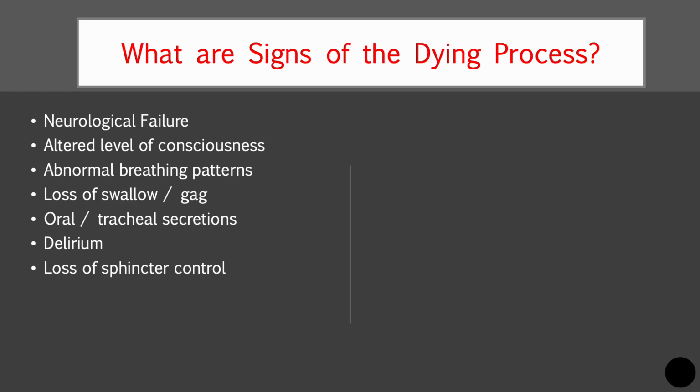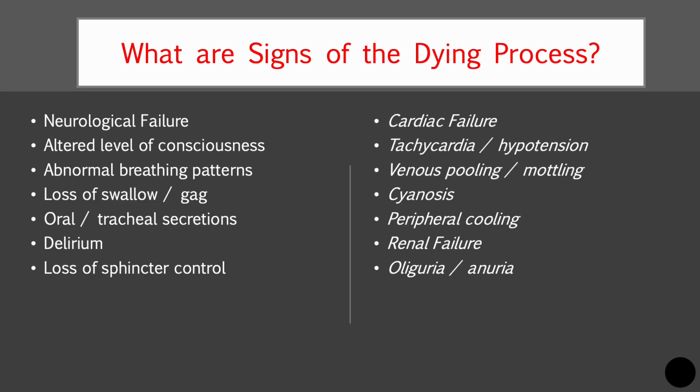Loss of sphincter control. So it becomes incontinence of feces or incontinence of urine. There is cardiac failure, tachycardia, cyanosis, the periphery getting cooler, and there is renal failure, oliguria or anuria, no urine at all.